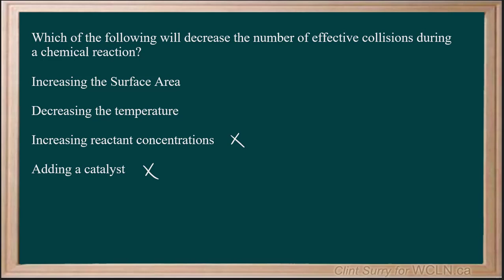Increasing the surface area again increases the number of possible places where we can react. If you think of a sugar cube and granulated sugar, the sugar cube, you can only react what is on the very surface, leaving everything else inside untouched. The granulated sugar are little versions of that with a lot more available surface to react on. So you're going to increase the number of possible effective collisions by increasing surface areas. So it's not that one.